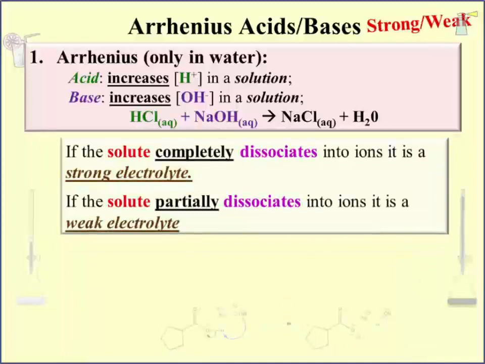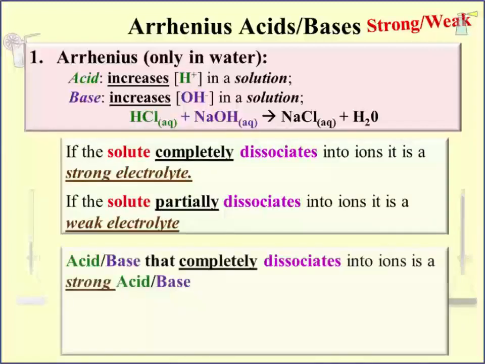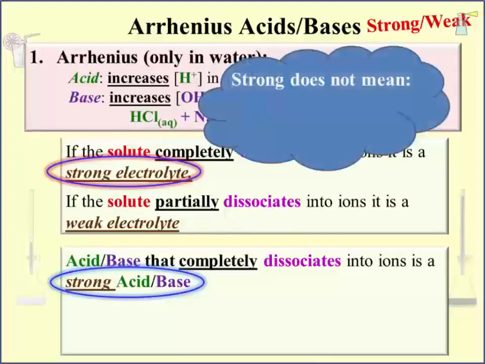Given these definitions of strong and weak electrolytes, it is a small extension to argue that if the solute is an acid or base that completely dissociates into ions, it is a strong acid or base. A strong acid and base is a strong electrolyte. The term strong can be misleading. A strong acid does not mean it has to be corrosive or really dangerous. It also doesn't mean that the acid or base is really concentrated. It just means that the acid or base dissociates completely in water. Strong implies a capacity to carry electricity, and nothing more.